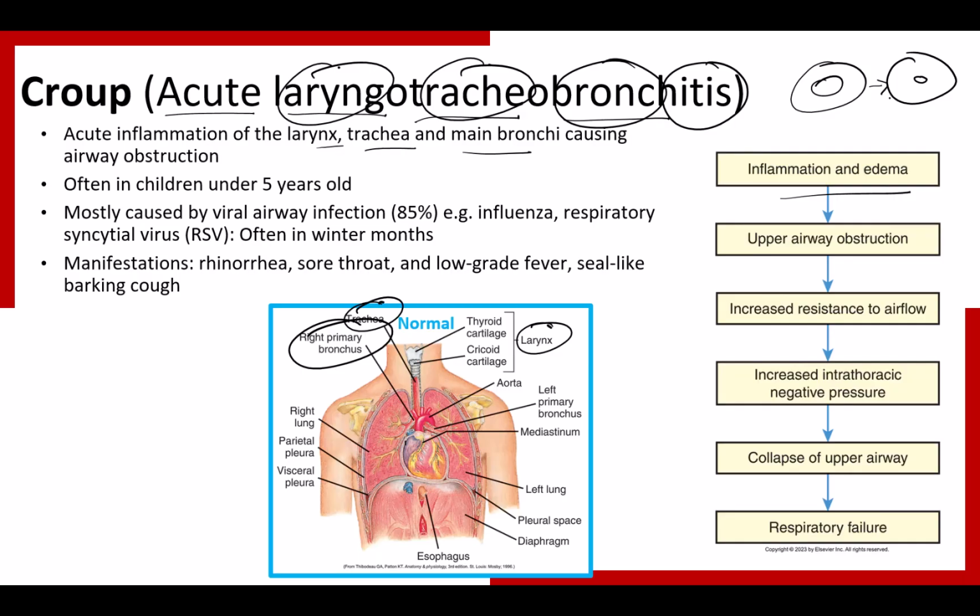And so what happens is there is an increased resistance to airflow, so air can't go in efficiently into the lungs. And then what it can do is actually lead to, if it's not resolved quickly, collapse of the upper airway and respiratory failure. So croup is often seen in children under the age of 5, usually due to viral infection of the airways, RSV, and these are the manifestations. So runny nose, sore throat, low-grade fever, and a seal-like barking cough.